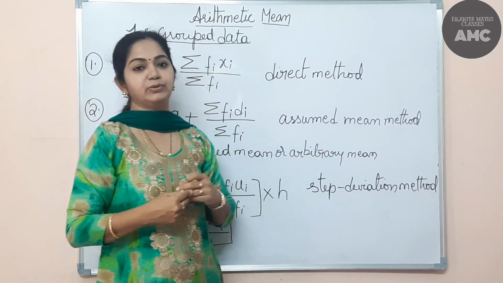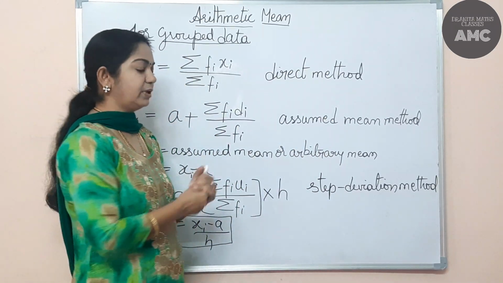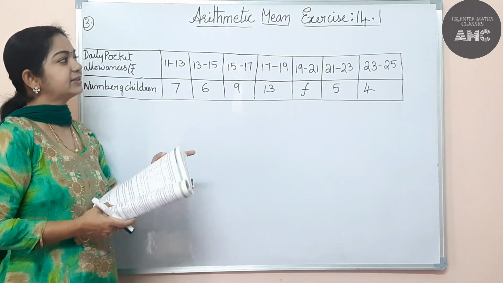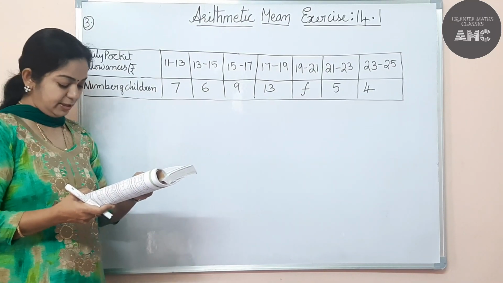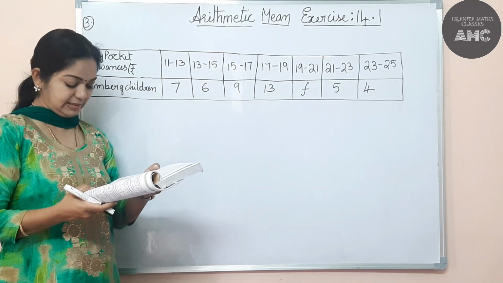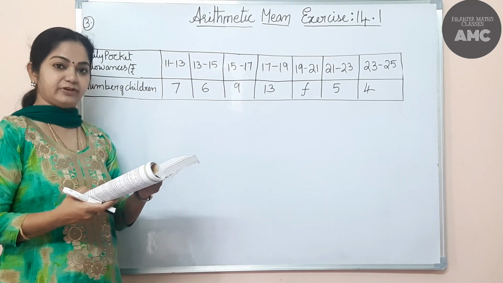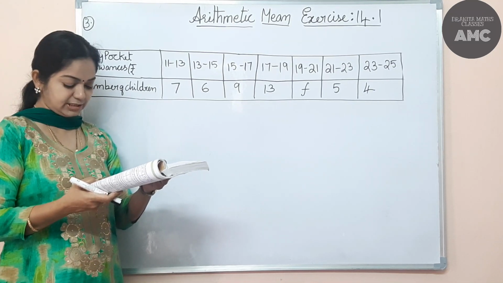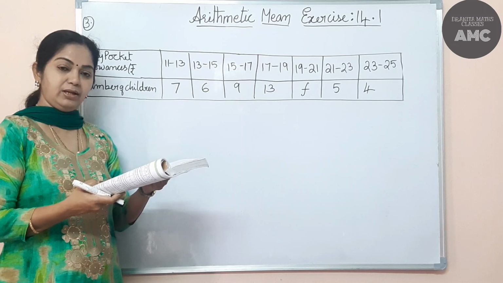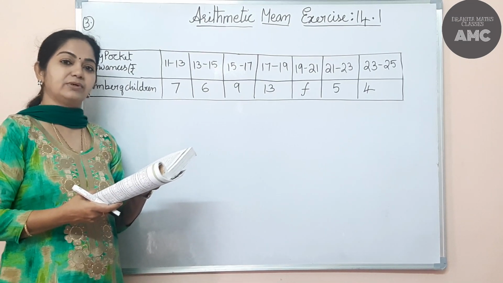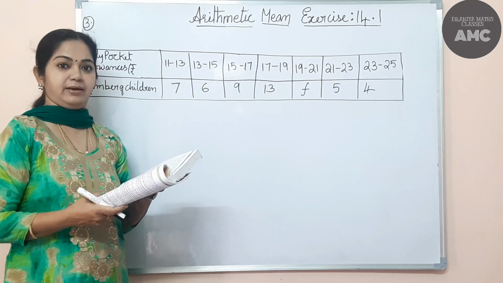Okay, now we will be doing the exercise problems. Quickly copy down. In your textbook, exercise 14.1. If you see the first problem here, it is very simple. I'll be giving you a hint for that problem. If you see the values of the frequencies, that is 1, 2, 1, 5 and so on, you can use the direct method there. That is x bar is equal to sigma fi xi by sigma fi.